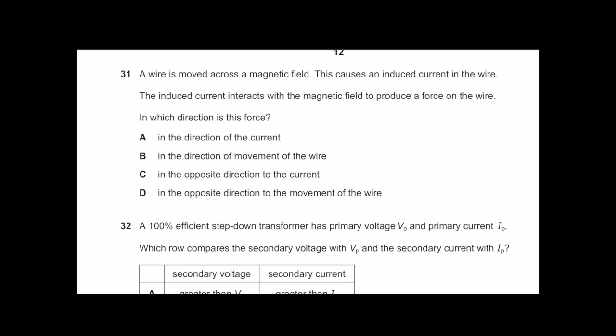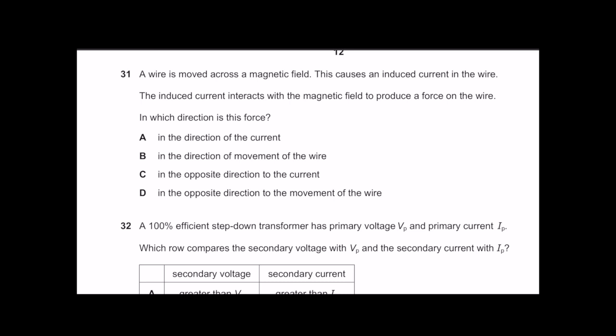In question 31, a wire is moved across a magnetic field. This causes an induced current in the wire, exactly as in the previous question. The induced current interacts with a magnetic field to produce a force on the wire. In which direction is this force? It could act in the opposite direction of the motion. This is according to Lenz's law. So in the direction of the movement of the wire, no. It could be in the opposite direction of the movement of the wire.